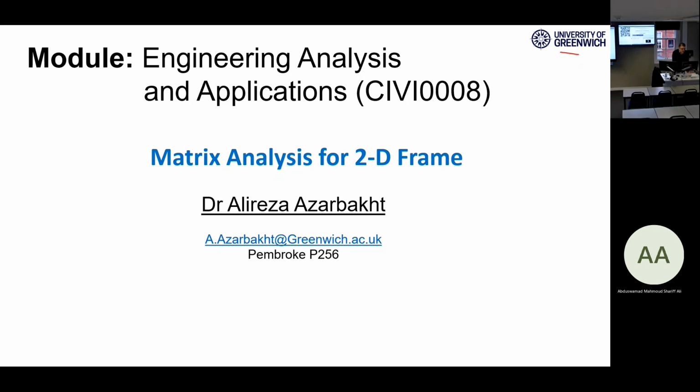And today we are going to go through the matrix analysis for frames, 2D frames.